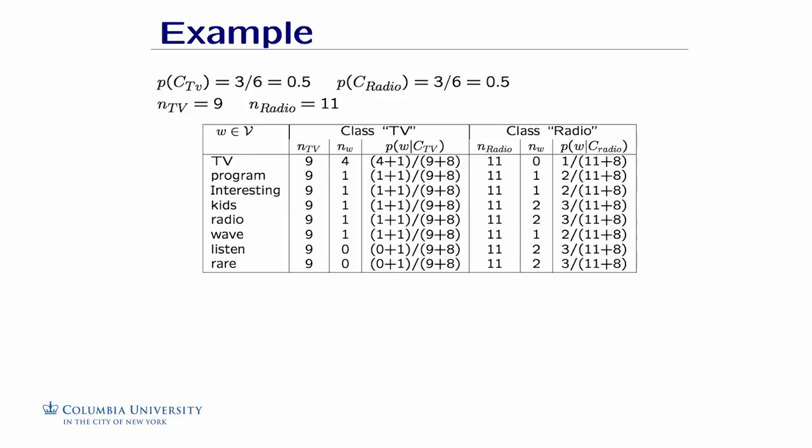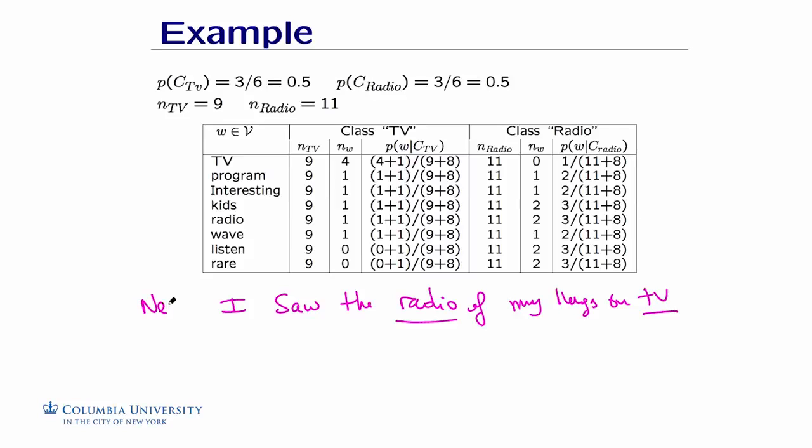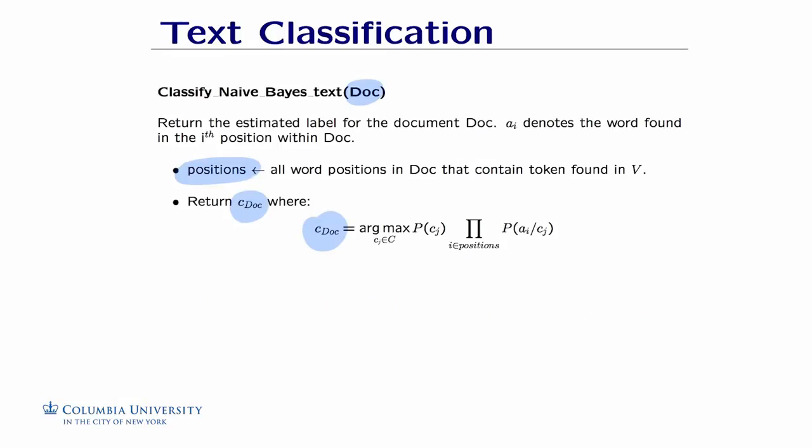For example, if we have the sentence, let's say, "I saw the radio of my lungs on TV." All right, so the words that are from the vocabulary are radio and TV. Those are the only words. We're going to calculate the probability of the class of this sentence, this new doc, let's call it. So we're going to estimate the probability of the class for both the class TV and the class radio, and we are going to calculate basically based on the formula in this slide here.